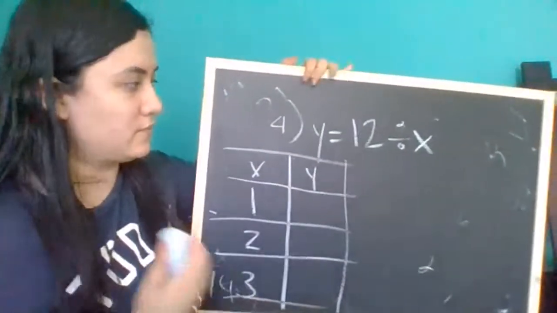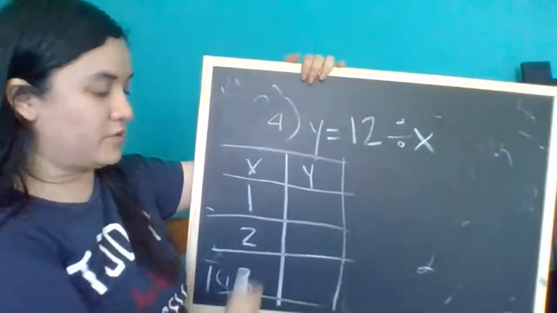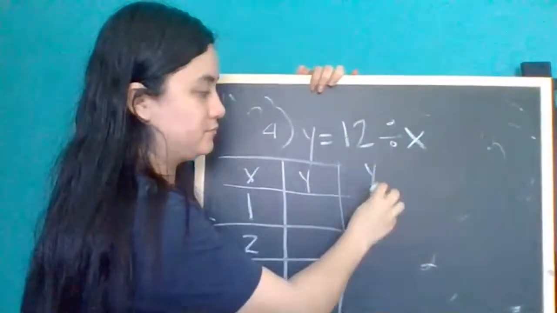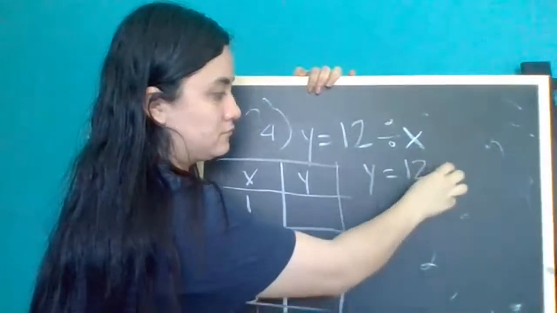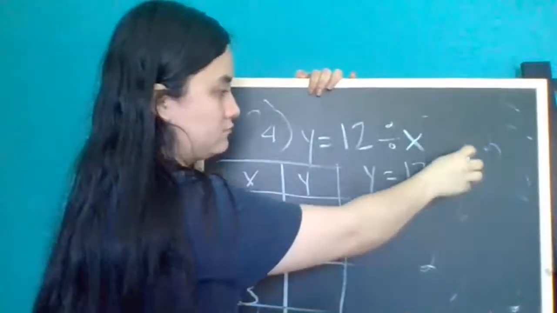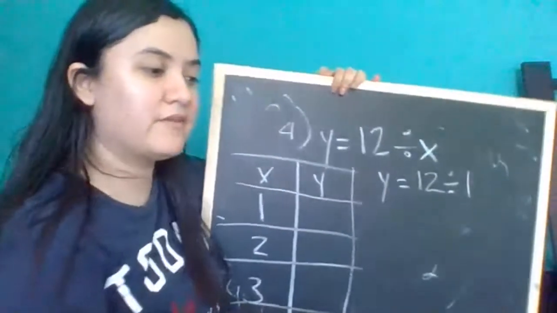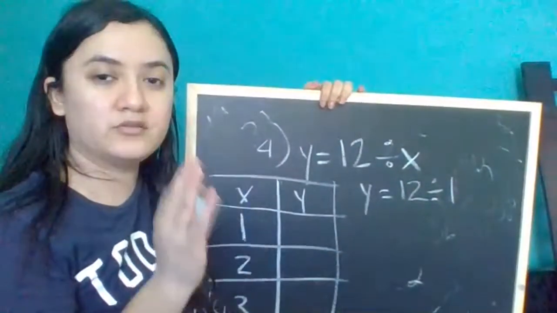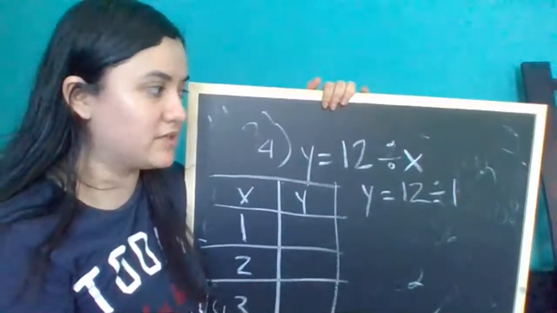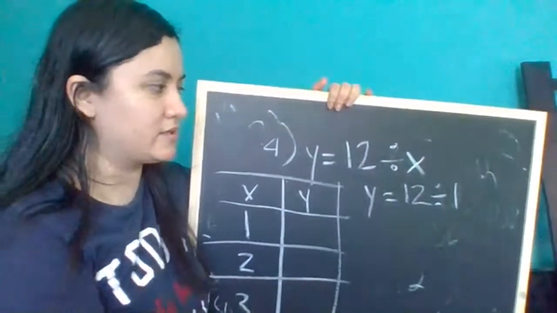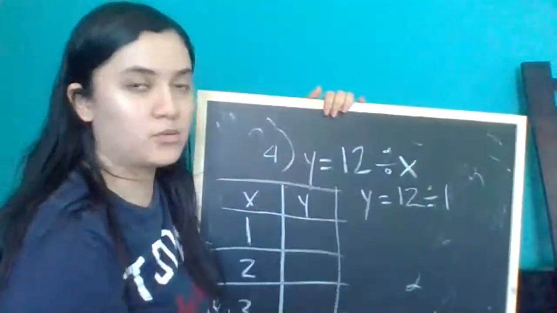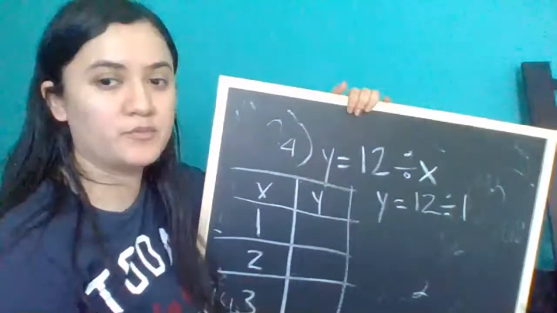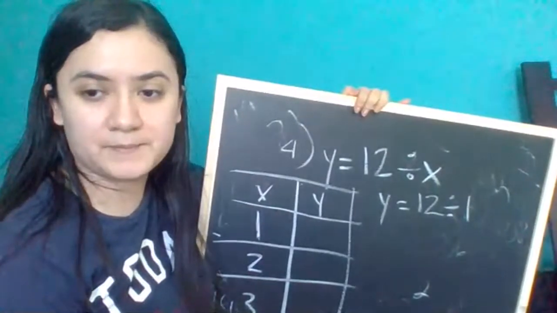Okay, let's do the process. We have the values of x. Let's substitute. How much is 12 divided by 1? A lot of you don't know the answer of that. Remember that any number divided by 1 is the same number, because 12 divided by 1 won't be equal to 1, it will be equal to 12, right?